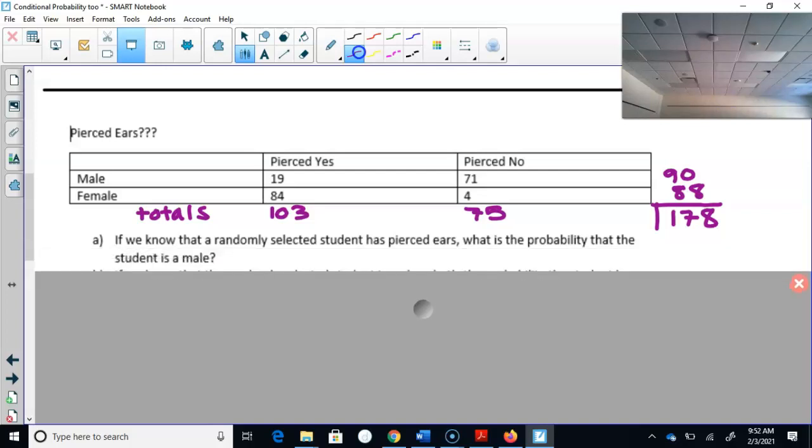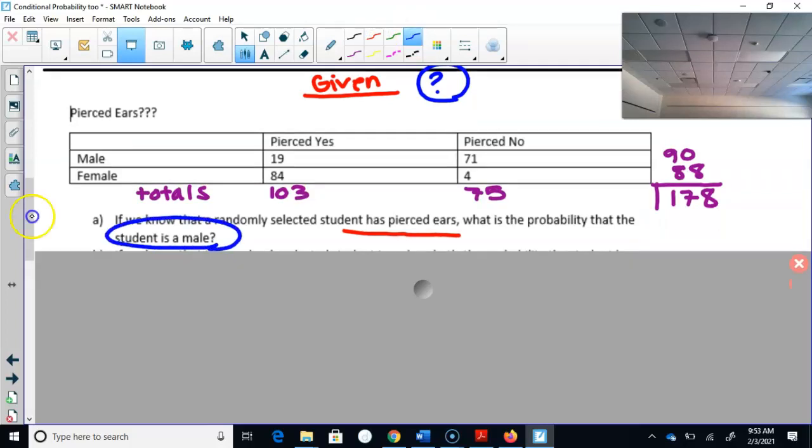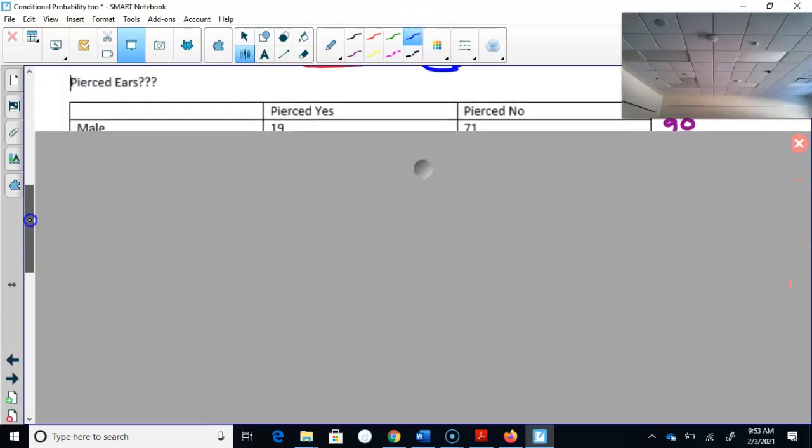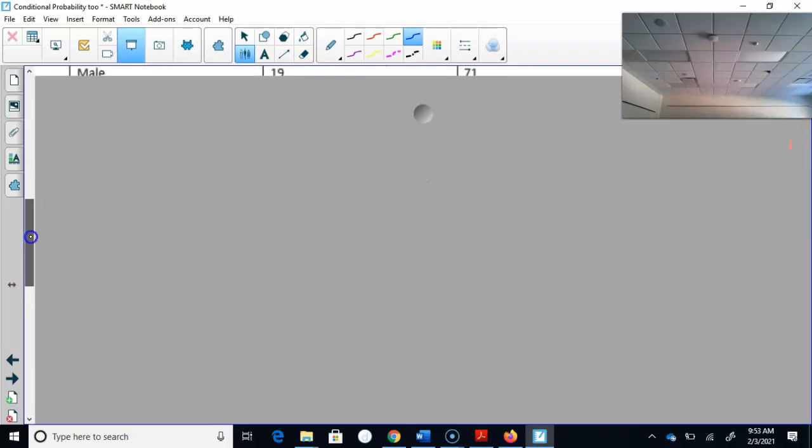Okay, next it says, if we know that a randomly selected student has pierced ears, what's the probability that the student is male? What I want you to do is underline the given in all these situations, and circle the actual question. So, if we know that a randomly selected student has pierced ears, that is the given. They have pierced ears. What is the probability the student is male? I'm going to scroll down here for part A so I have a little space to write.